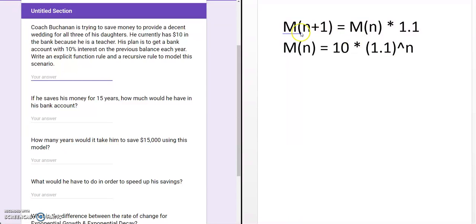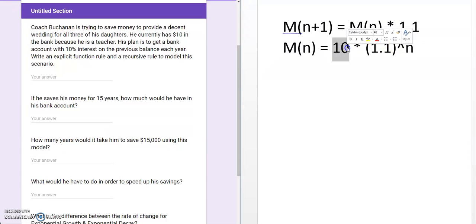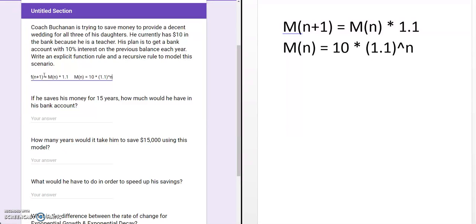Well, over here on the right, I've already done that. M sub n plus 1 equals m sub n times the common ratio. That common ratio in this case is 1.1 because we're trying to increase by 10%. The explicit rule is m sub n equals m1 times r raised to the nth power. In this case, m1 is 10 and r again is 1.1. So this is how you would put that answer into question number 1.